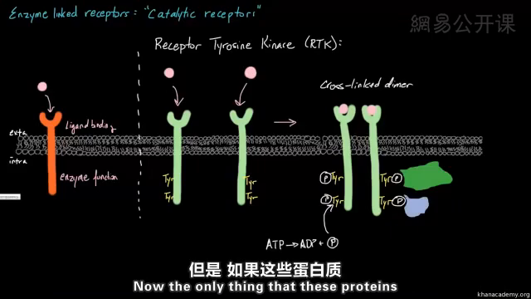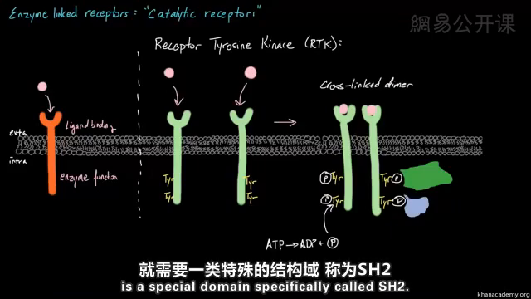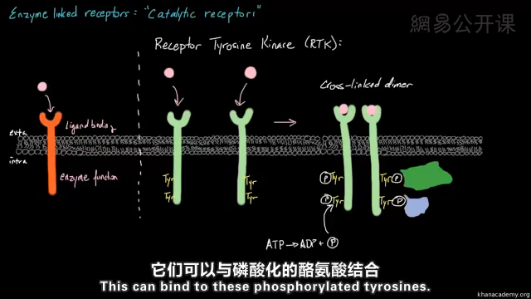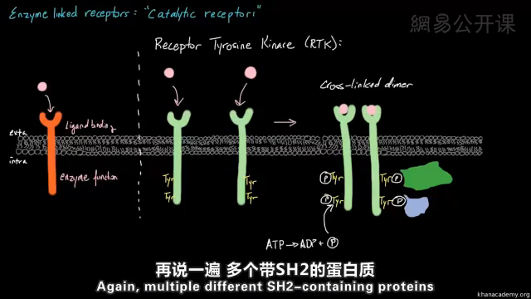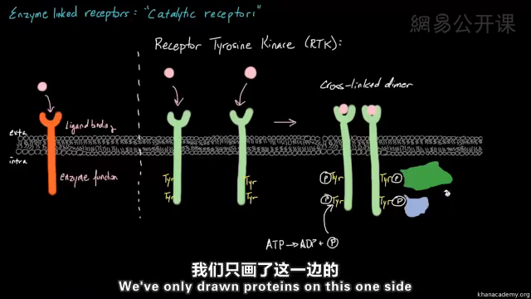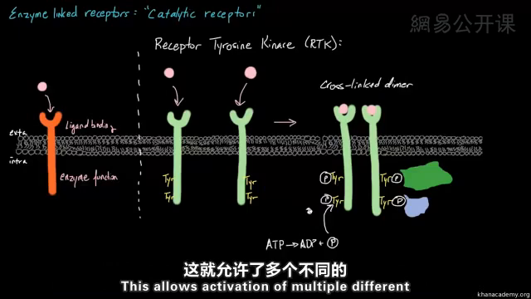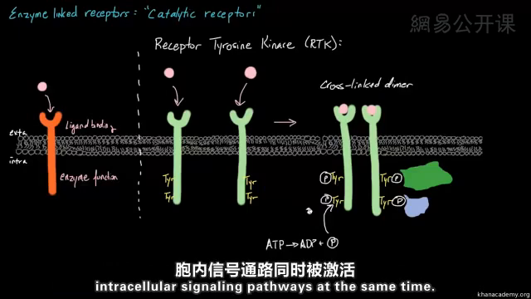Now, the only thing that these proteins really need to have to dock with the phosphorus is a special domain, specifically called SH2. This can bind to these phosphorylated tyrosines. Again, multiple different SH2 containing proteins can bind at the same time to any of these phosphorus. So we've only drawn proteins on this one side, but the same or different proteins can also bind on the other side. This allows activation of multiple different intracellular signaling pathways at the same time.